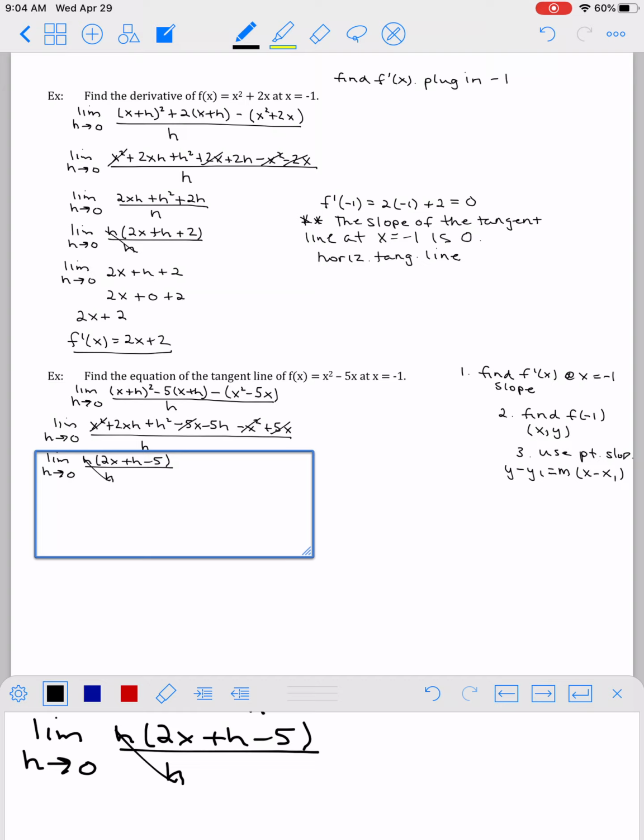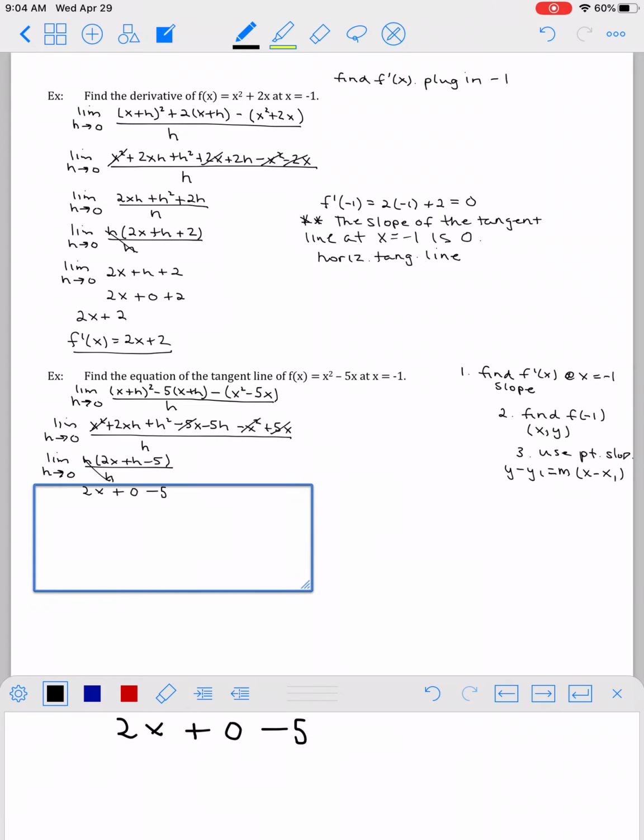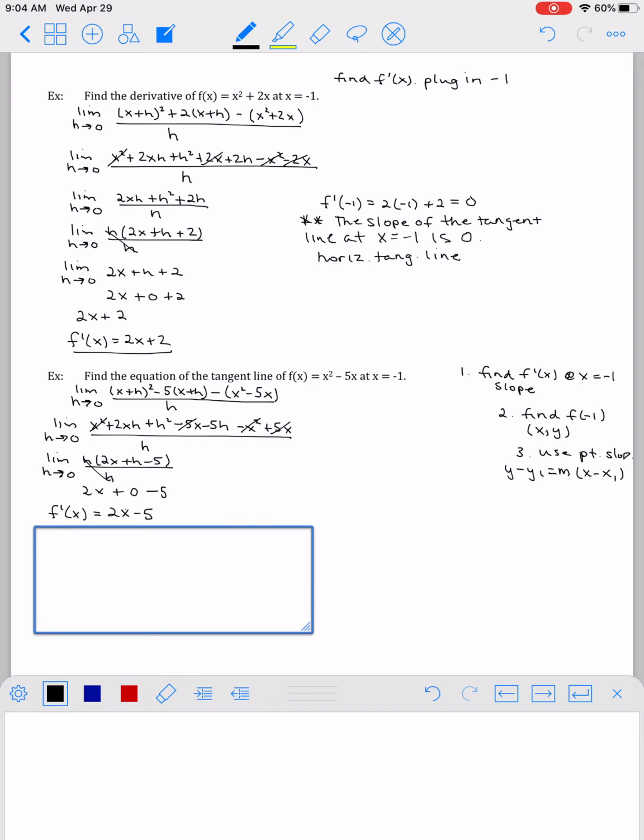Then I can plug in the 0. So 2x plus 0 minus 5. So that means my derivative is 2x minus 5. So that shows you a little bit how you can condense some of the steps once you get comfortable in your algebra. So now we're going to find f prime of -1. So 2 times -1 minus 5, that's -7.